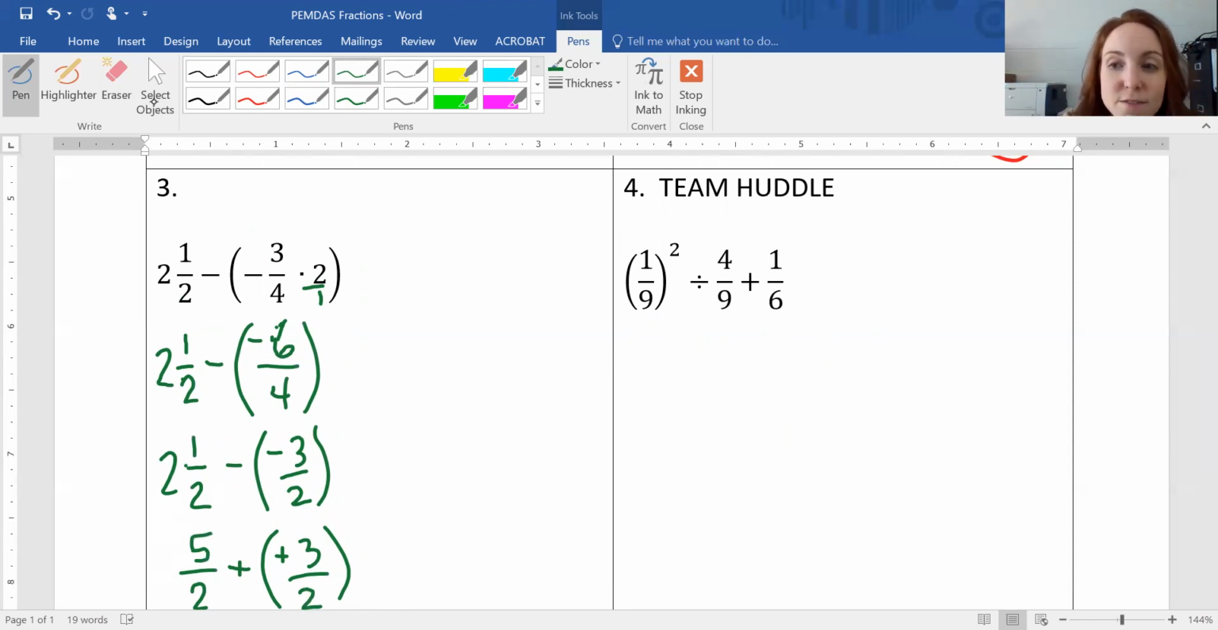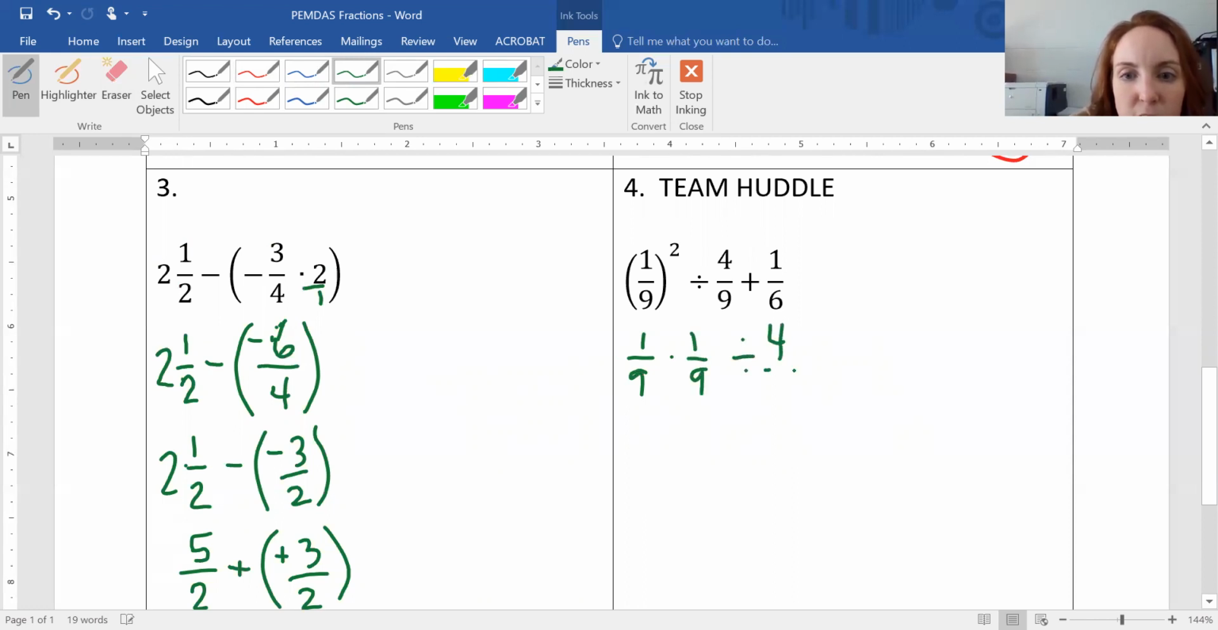We have exponents, division, and adding. Exponents come first in PEMDAS. So we're going to take 1/9 times 1/9. And then bring everything else down. 1/9 times 1/9 is 1 over 81.